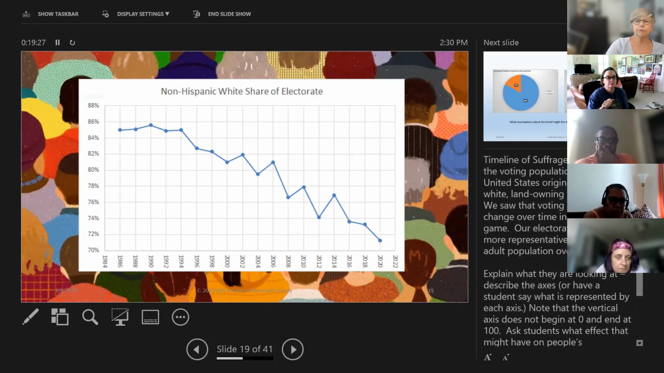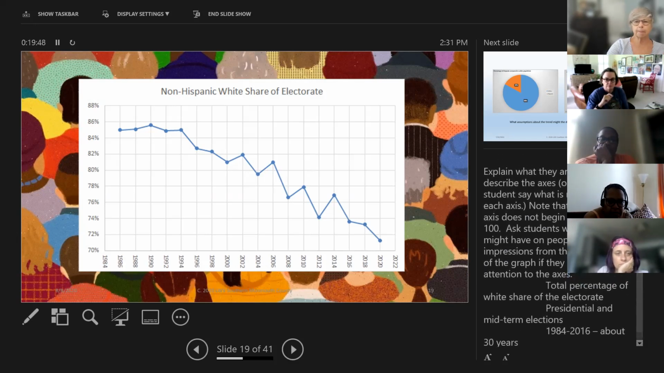All right, in Fighting for the Vote, the Timeline of Suffrage, we learned that the voting population in the United States originally was all white landowning men over 21. And we saw that the voting population changed over time in our avatar game. And our electorate has become more representative of our actual adult population over time. Now, what you're looking at here is not representative of 0 to 100%. So my first question to the kids is, what distortion might happen when you look at only a part of this graph? What might you think when you look at it?